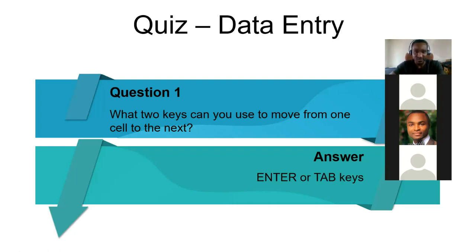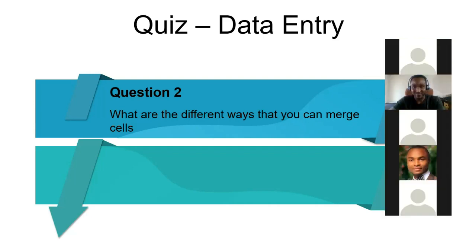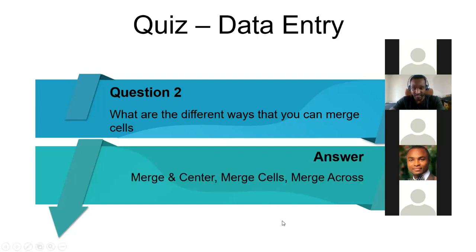All right. Question 2: what are the different ways that you can merge cells? We just saw that now. By selecting the material we want to merge and then applying the functions that shall be selected from the toolbar. All right. So you can merge and center. As we see, you can merge and center. That is, it merges and keeps just one value.